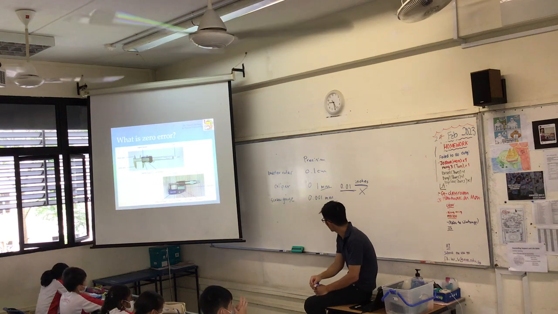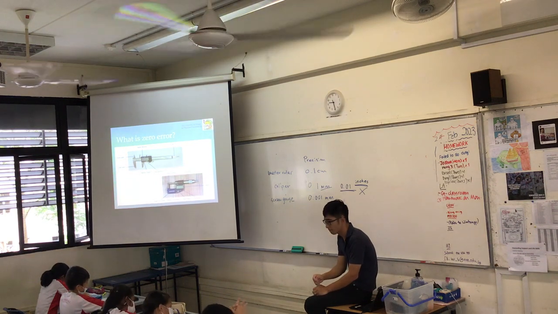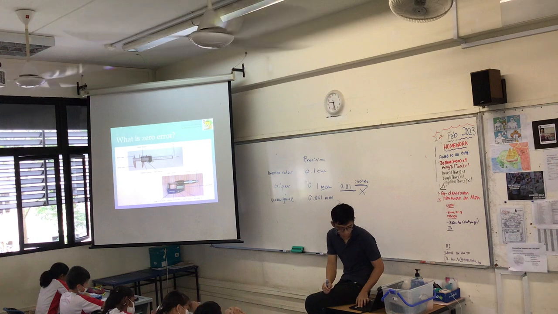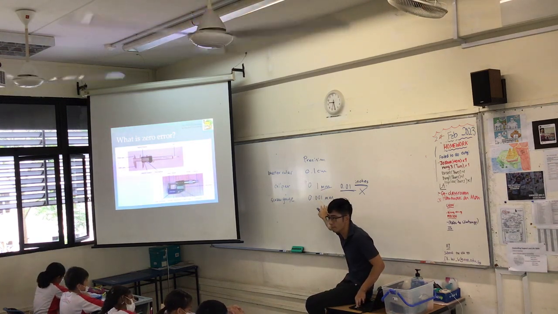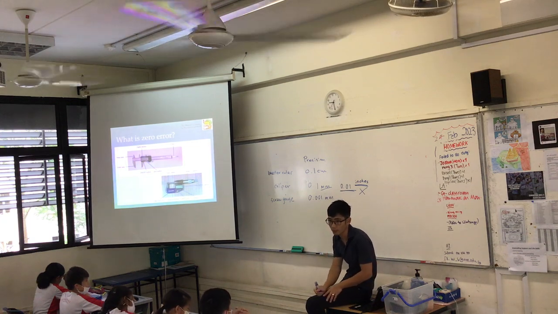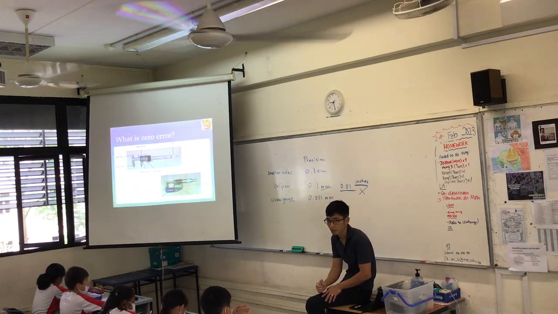Okay, for the screw gauge it is 0.01 mm. In your textbook, it may show you how to express it in different ways. Could you express this in cm? You don't know how to convert by now, how to convert to cm? Okay?